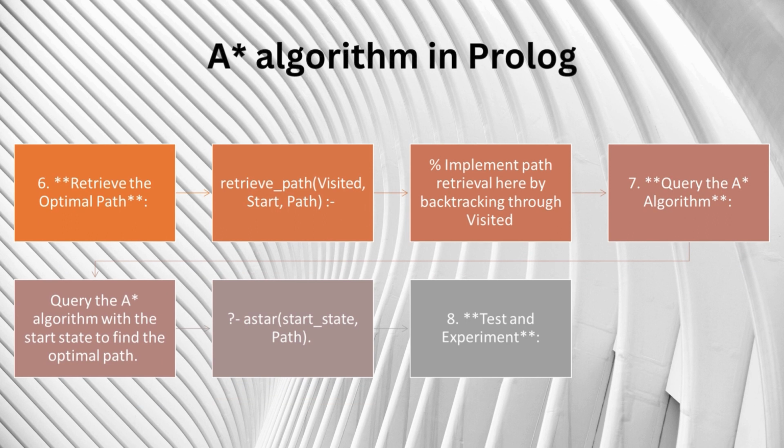Now, our next step will be query the A star algorithm. Query the A star algorithm with the start state to find the optimal path. In Prolog, you have to write a query: a star(start state, path). Now, our next step is test and experiment. Test your implementation with different start and goal states and experiment with different problem domains and heuristics to solve various A star search problems.